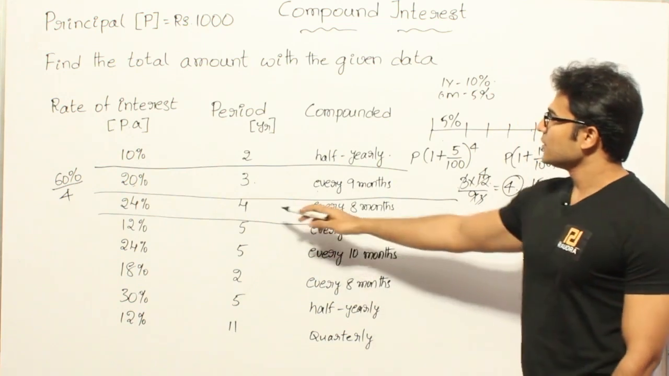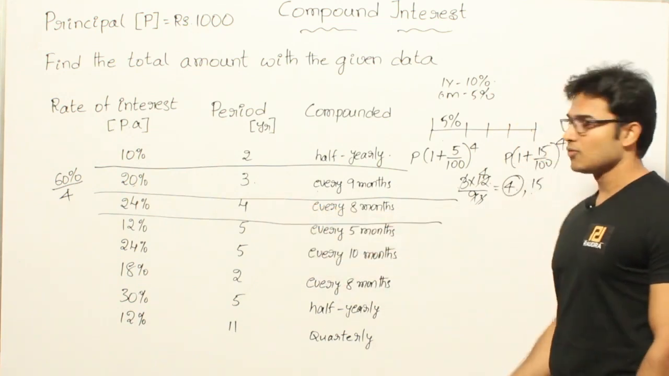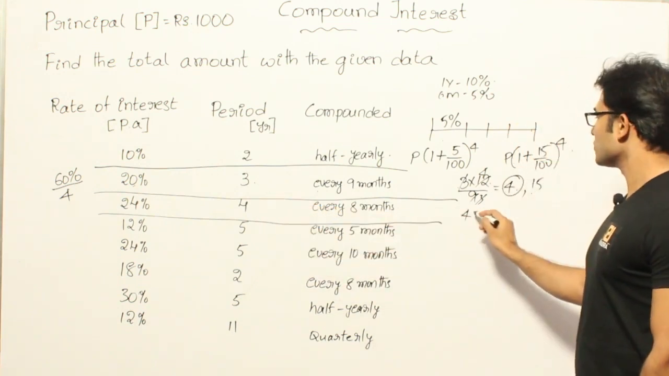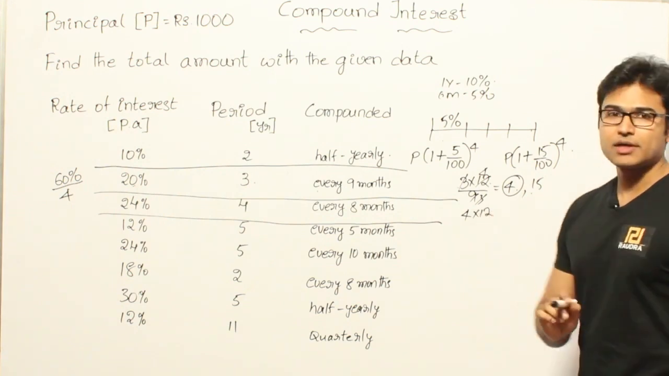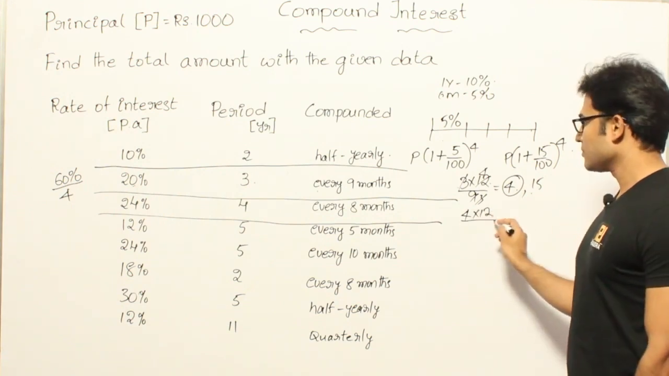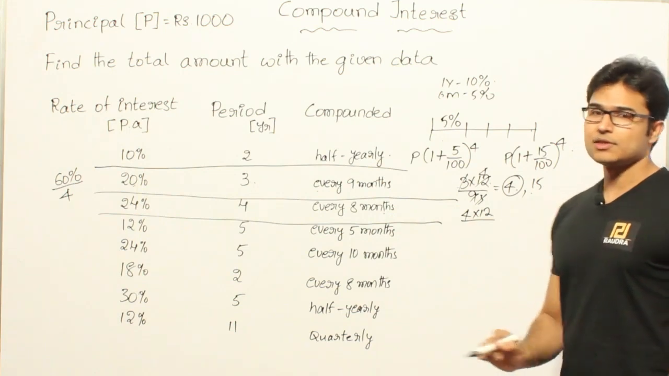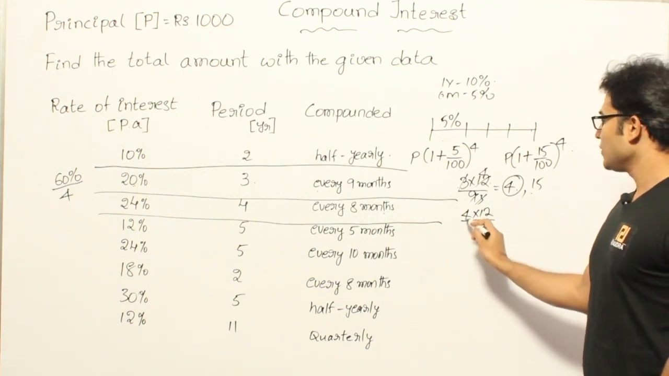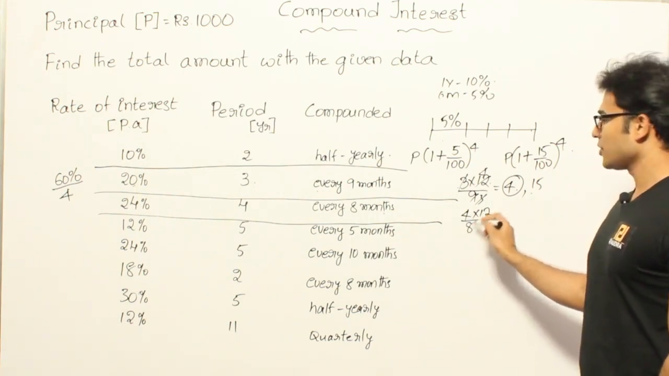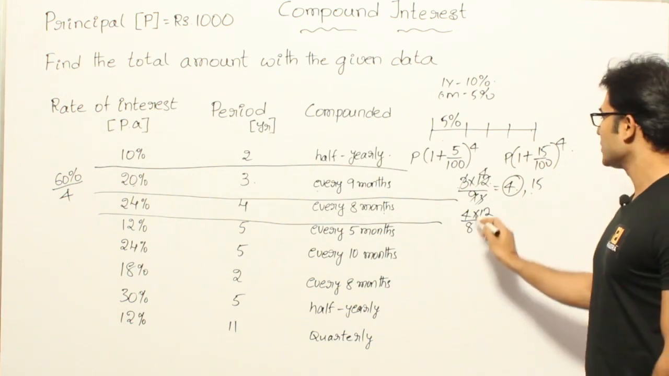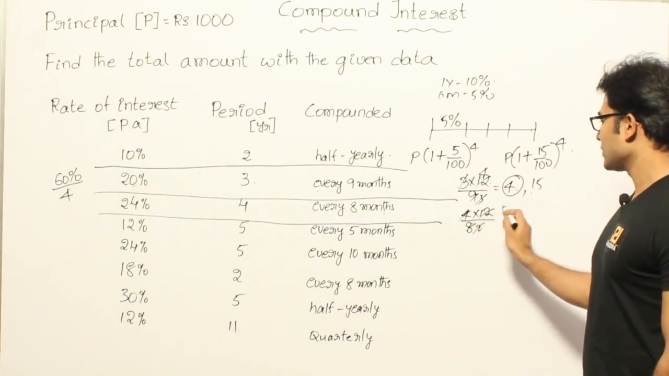Now for the next one, the period is given as 4 years. Therefore how many months will be there? 4 into 12 is the total number of months, right? And now we have to divide these many months into slots of 8 months each. Then how many slots do we get? n into 8 equal to 4 into 12. Therefore you have to do n equal to 4 into 12 by 8. So 4 ones, 4 twos, and it is going to be 6.